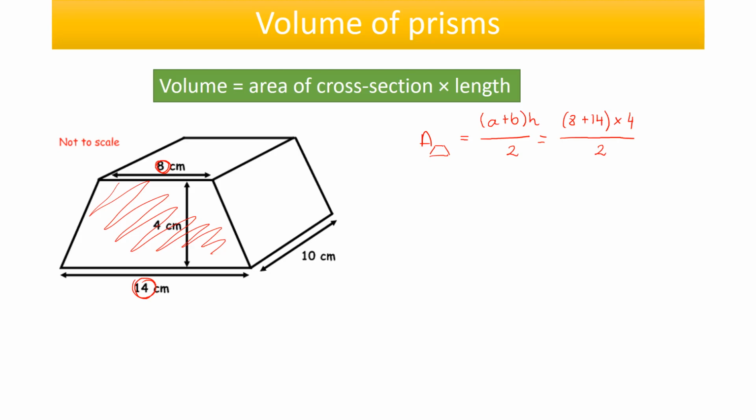Remember about the order of operations. So that's 22 times 4 divided by 2, and then the answer is 44 centimeters squared. So that is the area of the cross section. Now to find the volume, I need to multiply 44 by the length of the shape, and the length of the shape is 10. So times it by 10, and that is 440 centimeters cubed, and this is our final answer.